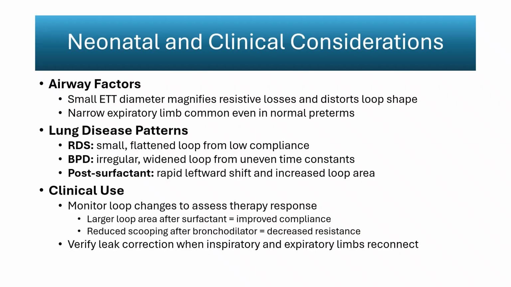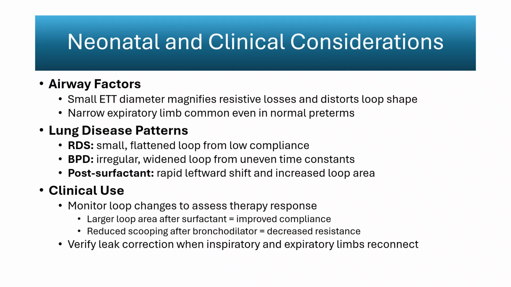After surfactant administration, compliance improves abruptly. The loop shifts to the left and enlarges because the lung accepts more volume for the same pressure, and both inspiratory and expiratory flow increase. Clinically, trending loop shape helps assess response to therapy. An increasing loop area after surfactant indicates restored compliance and more effective volume delivery.